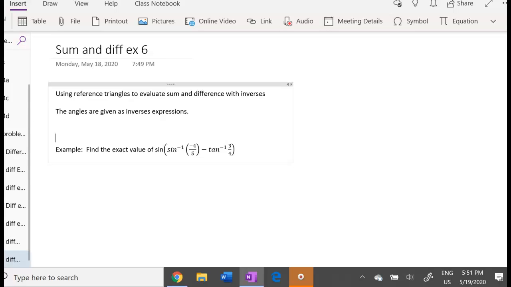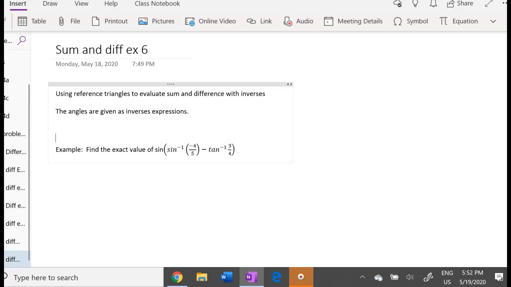Hello Precalc students, and welcome to a video on sum and difference formulas using reference triangles. These are looking at expressions that involve both a sum or difference of sine, cosine, or tangent, and some kind of angle that is given to you as some kind of inverse trig expression. So we do have to keep in mind our restricted domains when we work on that.